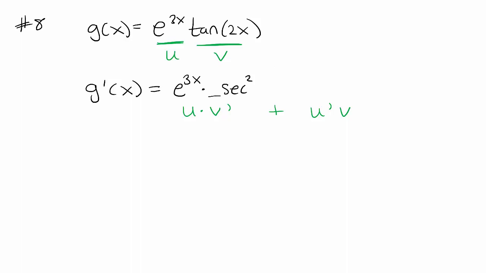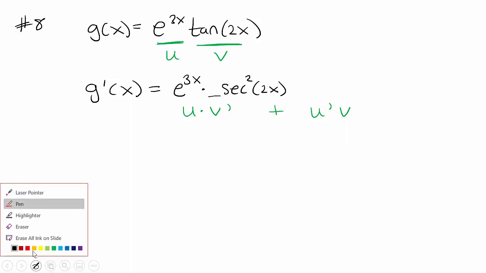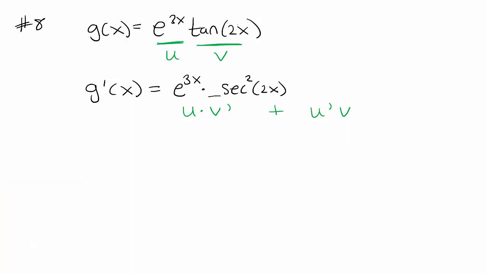We'll go back and fill that in. So derivative of tangent is secant squared. Now here, because you don't just have an x inside of the tangent function, you have a 2x, you actually have to use a chain rule too. So we have to chain on the derivative of the inside function.